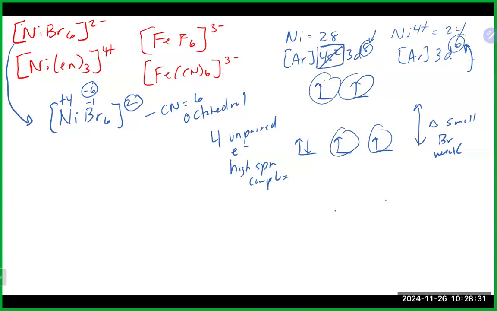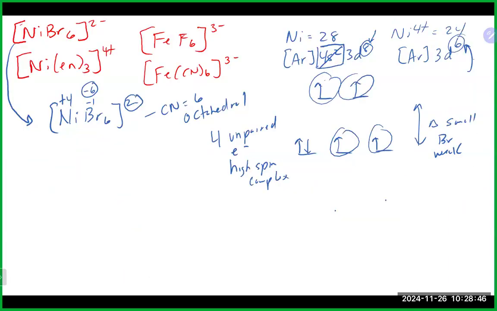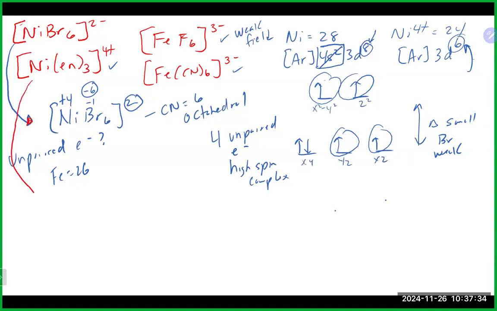Questions on that there? All right, so why don't you try the other ones here and see what you come up with. Why don't you draw the crystal field splitting for these guys and figure out how many unpaired electrons does each have? Iron is 26. No charge. Start with this one here.